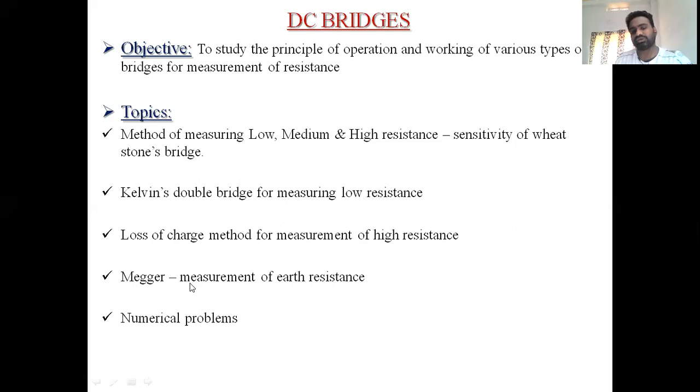The main purpose of Megger, Megger is nothing but an instrument. The main purpose of Megger is to measure earth resistance, and we will solve some numerical problems related to this type of theoretical discussion. So first we will discuss the theory, and next we will do the mathematical analysis. Next we will solve the numerical problems. So that is the actual chronology which we are going to see.